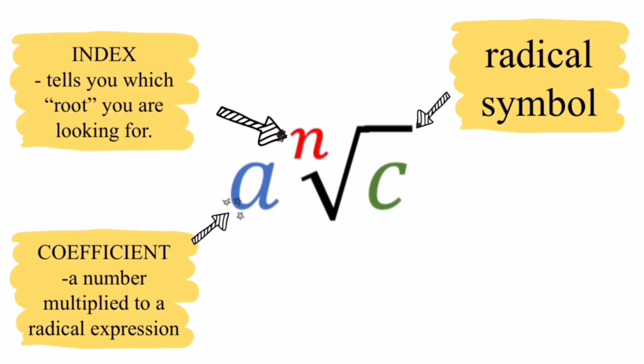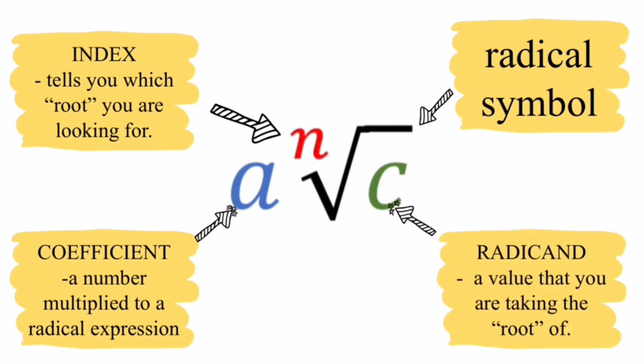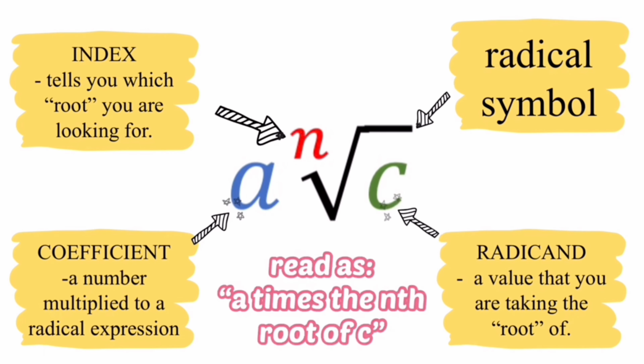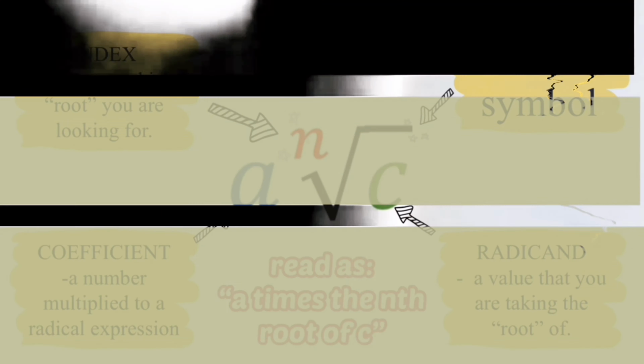And the letter n here is called the index. This tells you which root you're looking for. Please remember that if the value of the index is not written in there, it means that the invisible number is 2. We also have a letter c, and this letter c is named as the radicand. A radicand is the value that you are taking the root of. So this expression that we have here is read as a times the nth root of c.